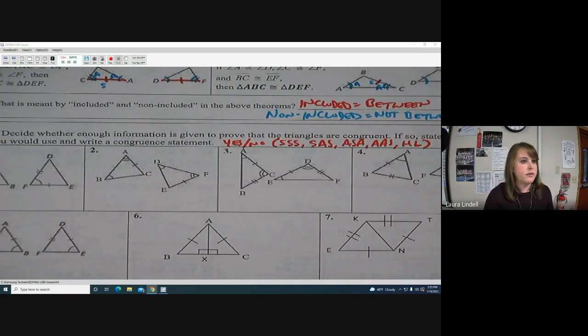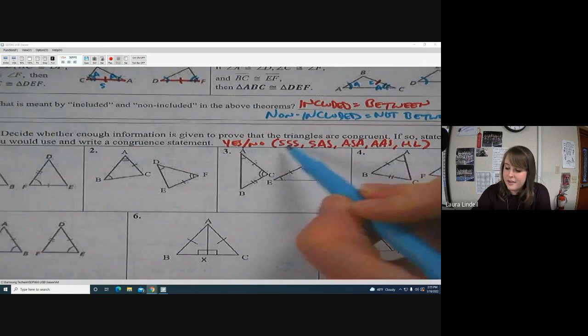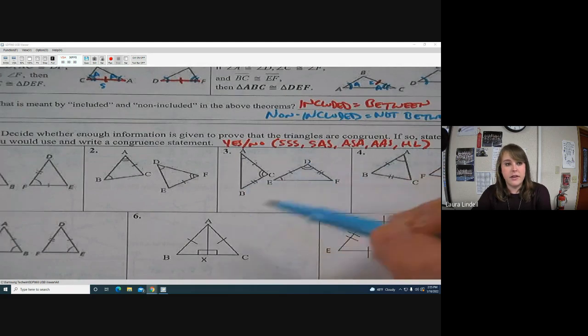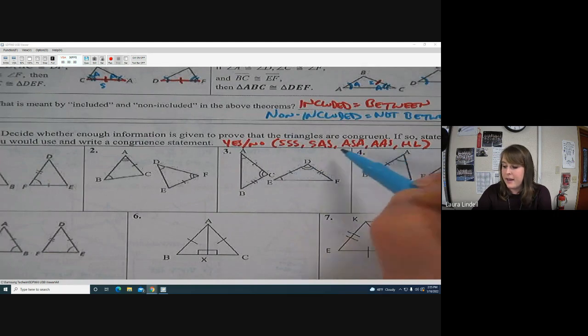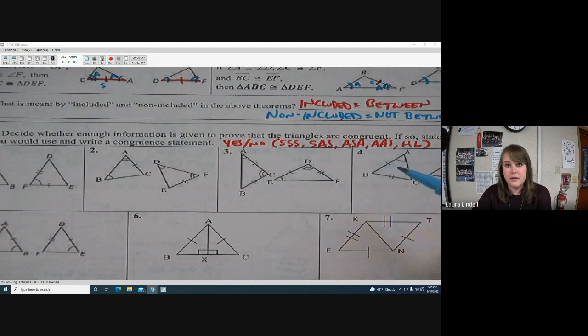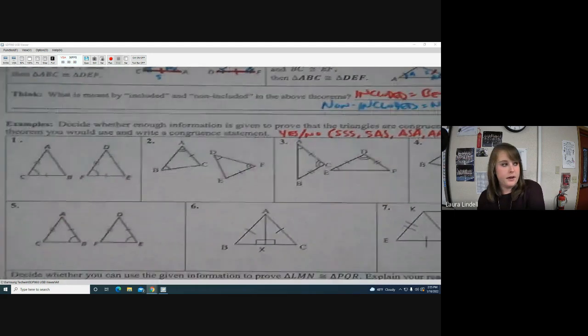To help ourselves narrow things down a little bit, there are really specific situations where you might use some of these, like HL, for example. You have to have right triangles, so you can't even consider HL unless you have right triangles. Or SSS, you don't even consider that unless you have all of the sides on both triangles. Or ASA and AAS, you need to have 2 pairs of angles. If you don't have 2 pairs of angles, you can't consider those. So it becomes fairly easy to narrow down our choices once we get used to looking for these things. So let's try the first one here.